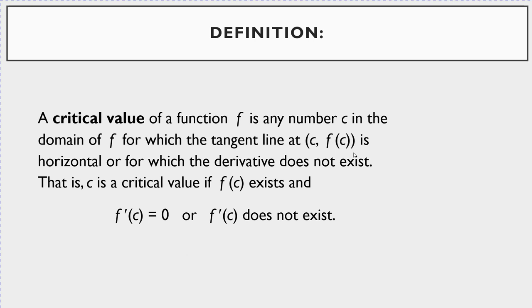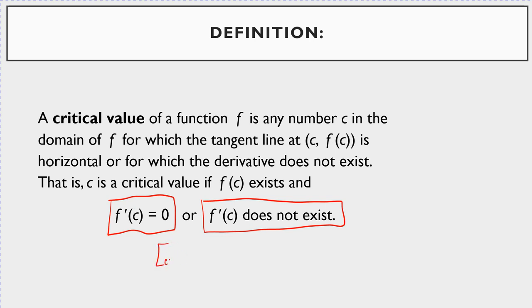Okay, so that is, c is a critical value if f of c exists, and so f of c does exist, but the derivative might not. The derivative is equal to 0, or the derivative does not exist when you evaluate at x is equal to c. Okay, so just if it's not clear here, this is all evaluated at x is equal to c.